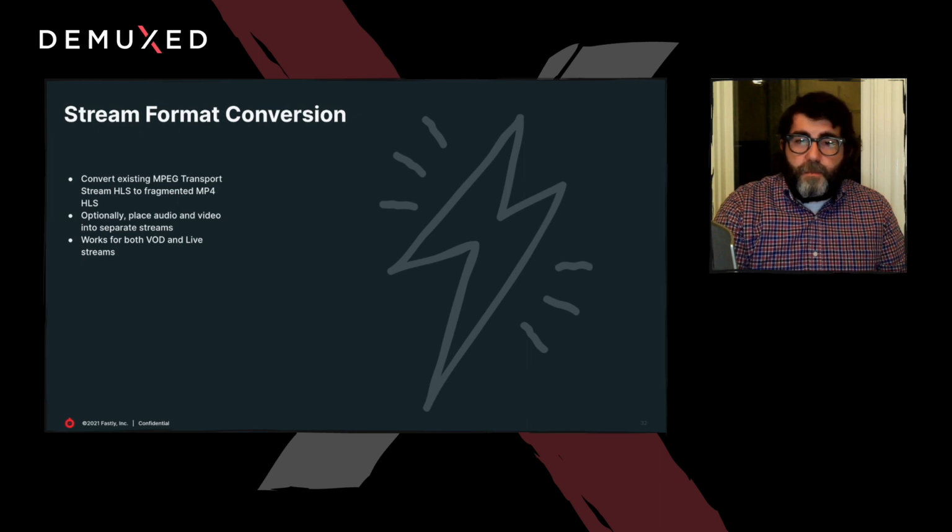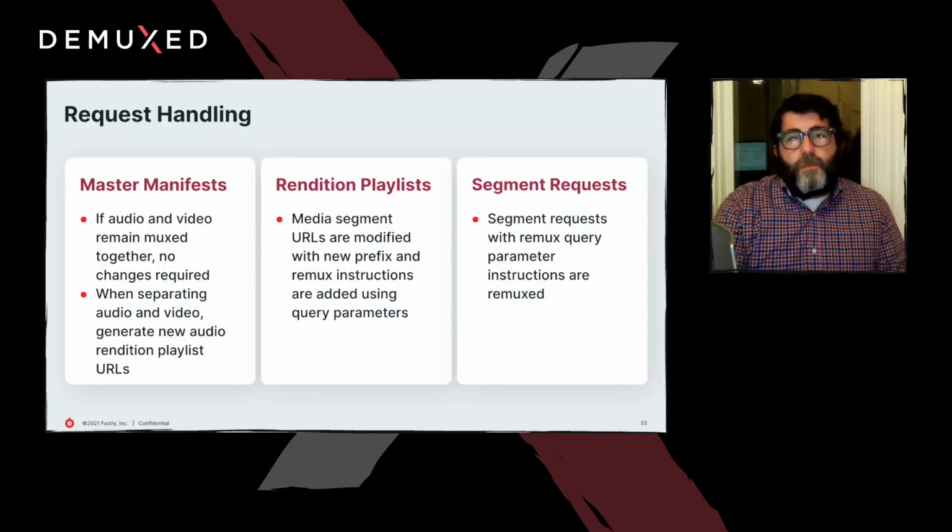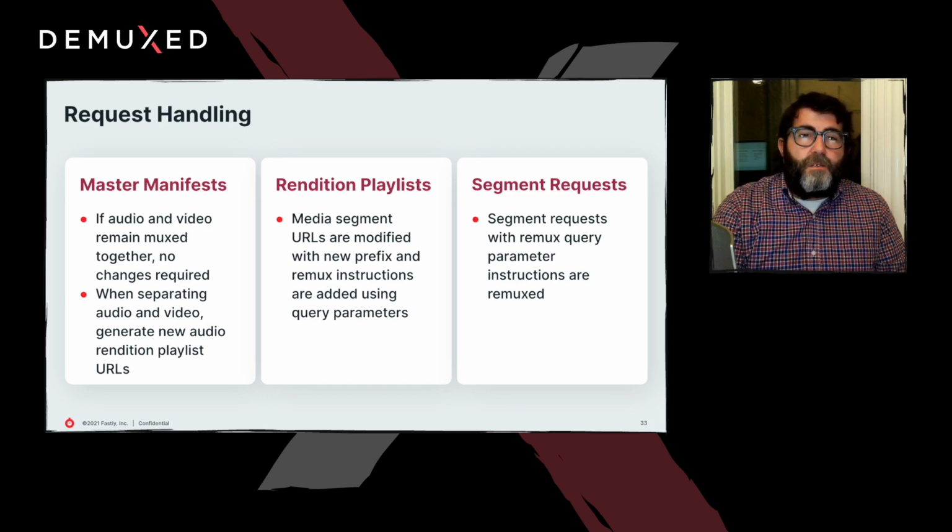This works with live streams as well, so if you have an old but trustworthy live encoder that outputs MPEG-TS, you can still use it, but can now serve fragmented MP4 CMAF in place of transport stream. There are two options: keep the content muxed or demux the content. This app will also work with content that's already been demuxed. Keeping audio and video muxed together is the easiest approach. It doesn't require modifying the master manifest. If you want to demux audio and video, new audio-only playlists will need to be generated.